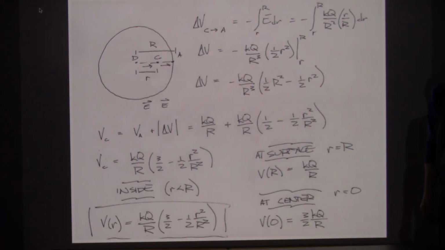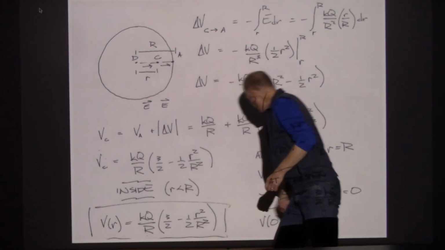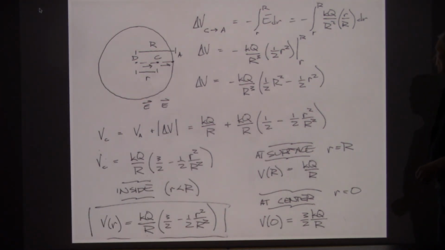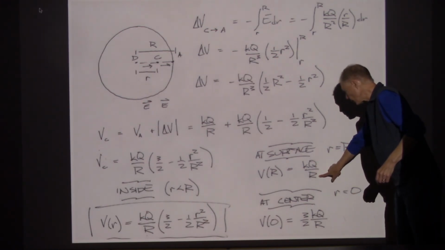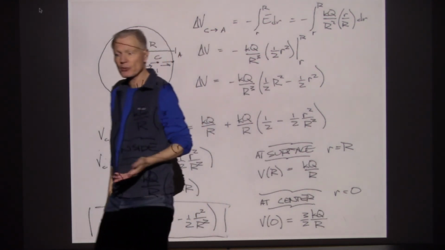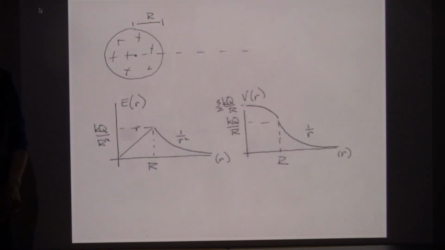What would happen at the center? Right at the center, little r would be 0, and that says that the potential goes up to 3/2 kq over R. So at the surface it was kq over big R, but at the center it's going to be 3/2. It's going to be 50% larger at the center compared with what it was outside.